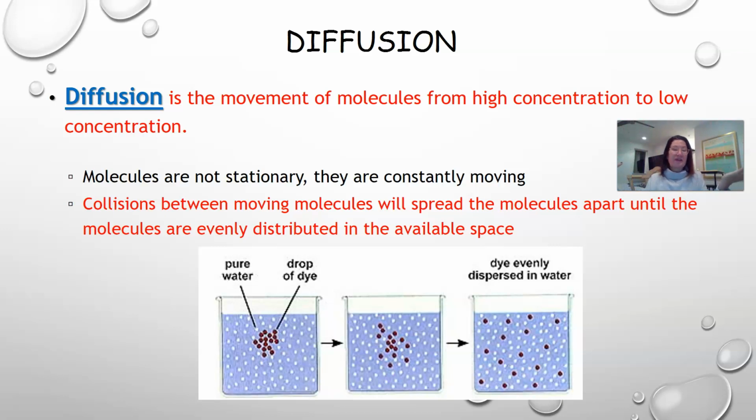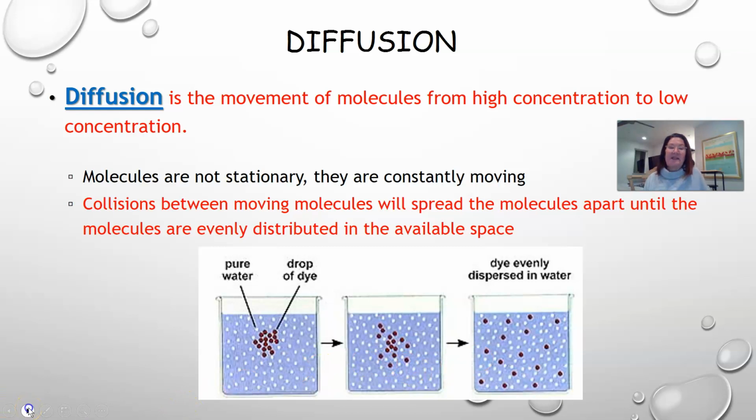You can also think of it as perfume, right? When women wear perfume, if you're close to them, you smell it more, but the further away you smell it less. And so the molecules that do this are not stationary. So they're like constantly moving. And they collide with each other, right? So that's what helps spread these molecules out there to evenly disperse.